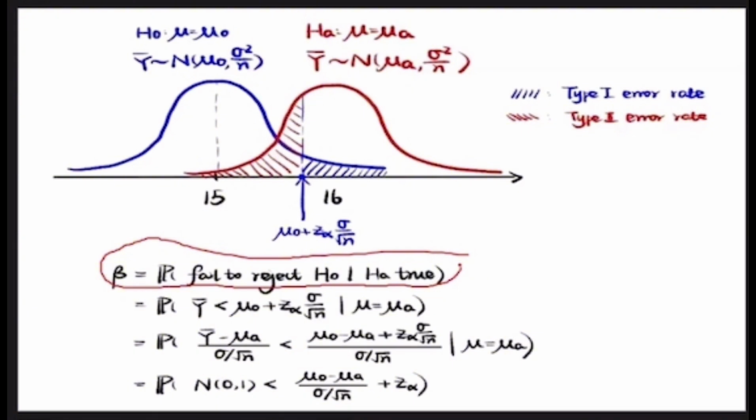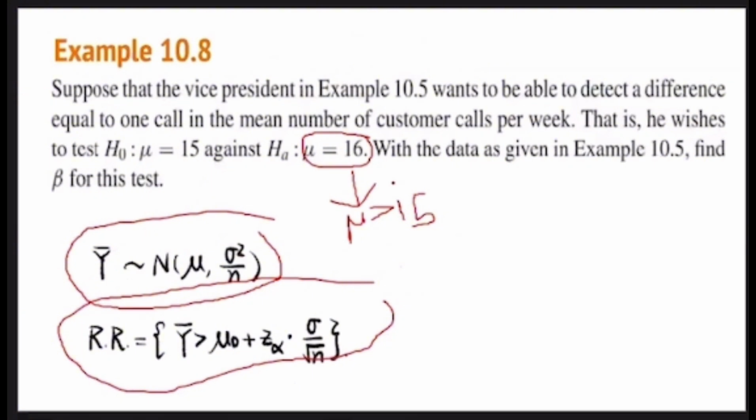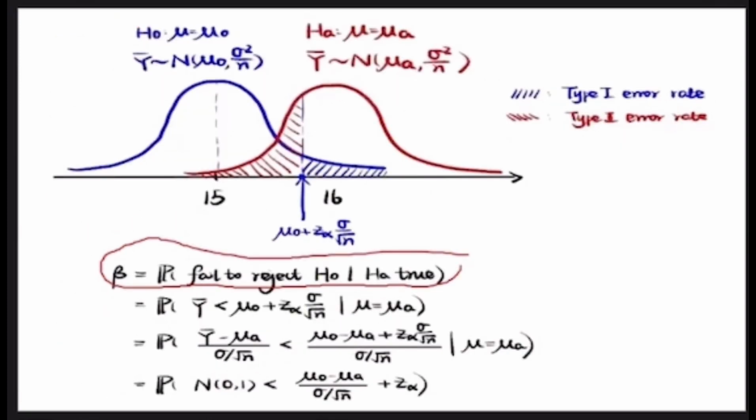If you want to find the type 2 error, what are you going to do? You're going to go against the rejection region. The alternative hypothesis the other time was mu greater than 15, and the rejection region was greater than. Whenever I want to compute the probability of type 2 error, you should use the complement of the rejection region. That was why you see a less than.